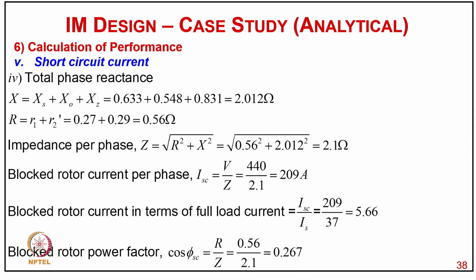Putting the values, it comes to 2.012 ohm, and the total resistance referred to the stator is R1 plus R2 dash. We already got it earlier, so it is 0.27 plus 0.29, it is 0.56 ohm. So the impedance per phase of this 50 kilowatt induction motor, Z equals under root R square plus X square, it comes to 2.1 ohm, and the blocked rotor current will now be IS equal to V upon Z per phase.